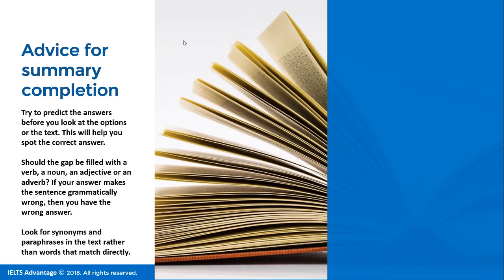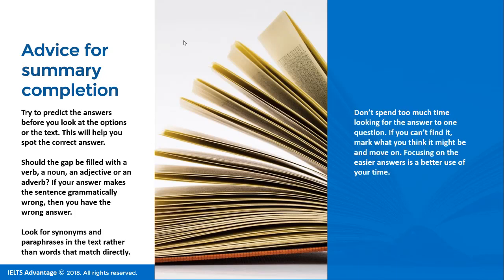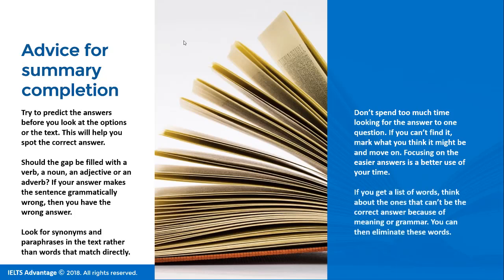You do need to be aware of words that match directly also, but most of the time it's going to be synonyms, paraphrases. Don't spend too much time looking for the answer to one question. If you can't find it, mark what you think it might be and move on. Focusing on the easier answers is a better use of your time. So if you get stuck on one, don't get all the remaining answers wrong because you run out of time. Try your best, but if you're spending more than 2 or 3 minutes on an answer, move on. Guess it and move on. If you get a list of words, think about the ones that can't be the correct answer because of meaning or grammar, and you can then eliminate these words.